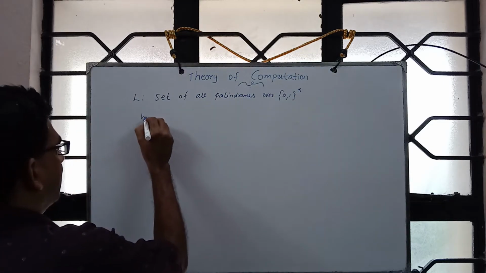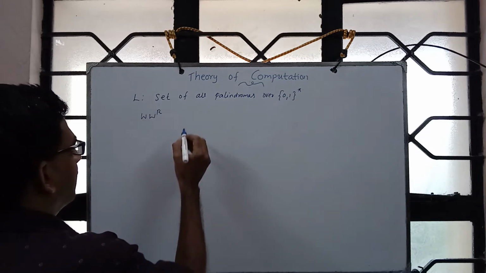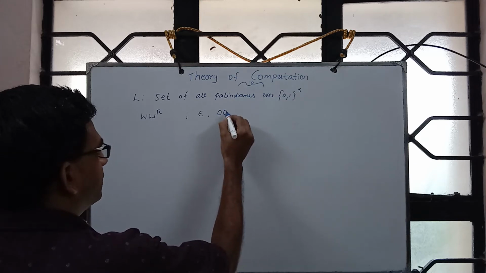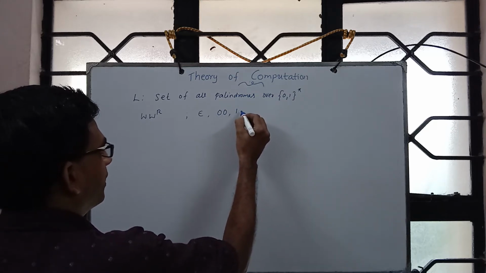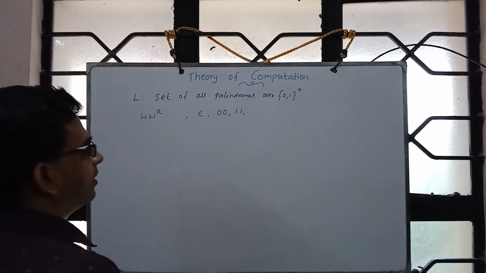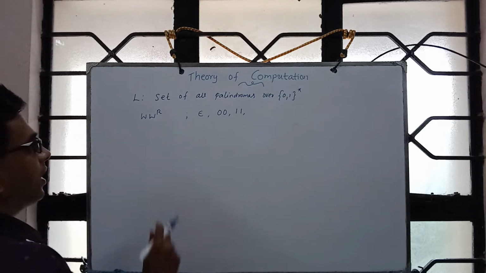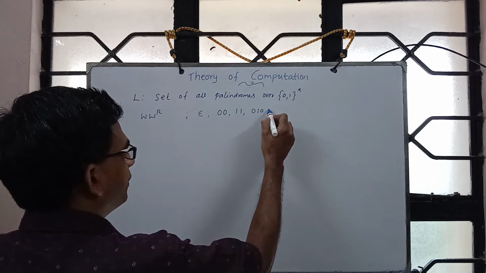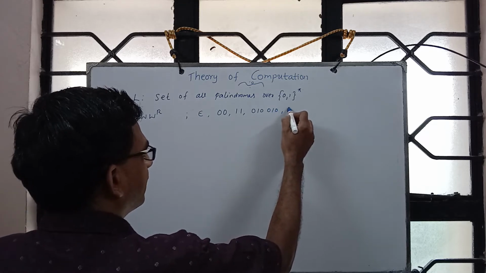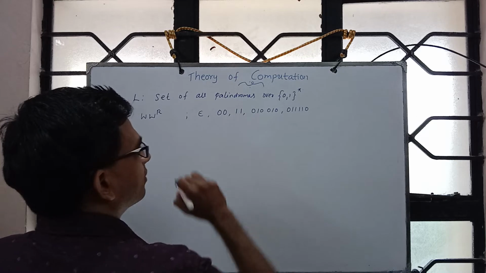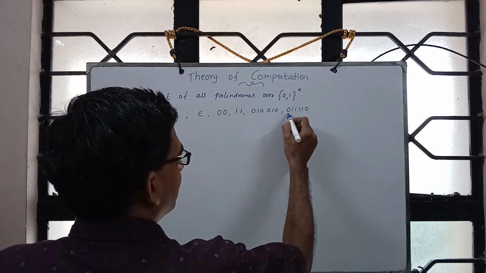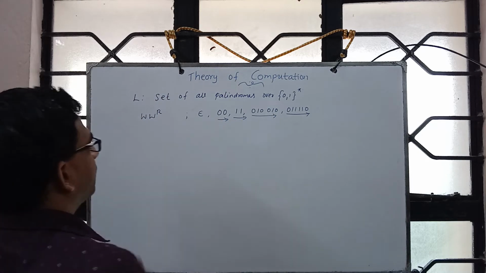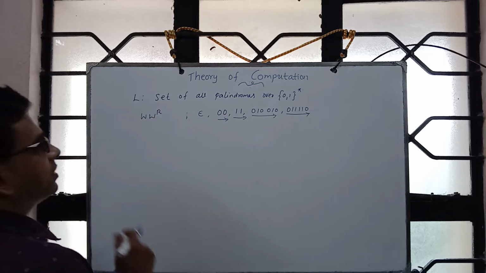So if you look at WWR, epsilon is part of this. If W is 0, then WR is 0. Then if W is 1, then WR is 1, and the rest of them. And this is a palindrome, this is a palindrome, and if this is W, then this is WR. If this is W, then this is WR. So you can see that they're all palindromes. So then what is the difference between this and this?